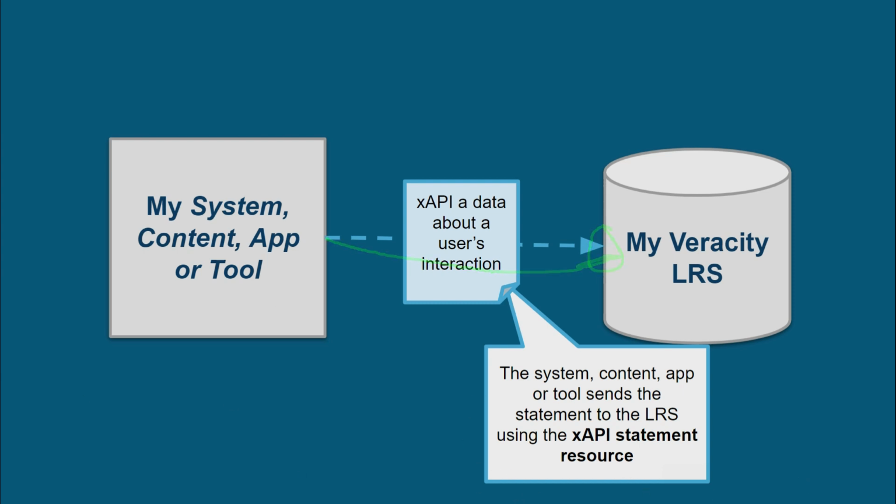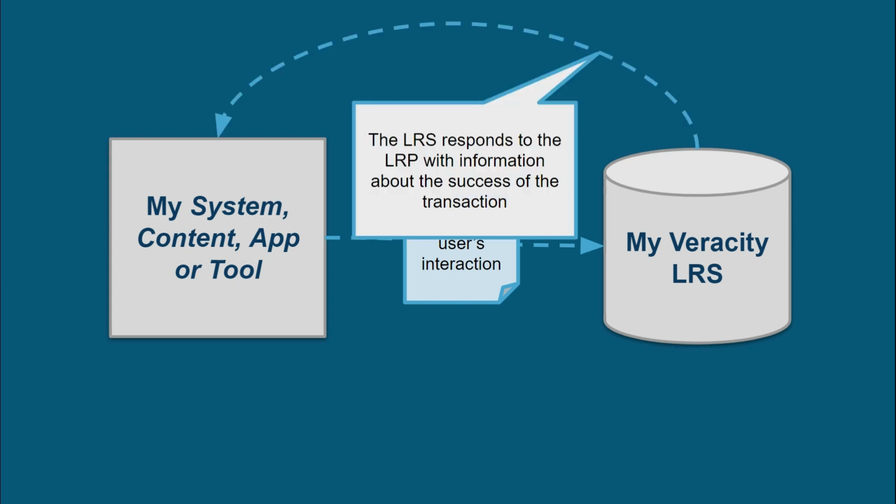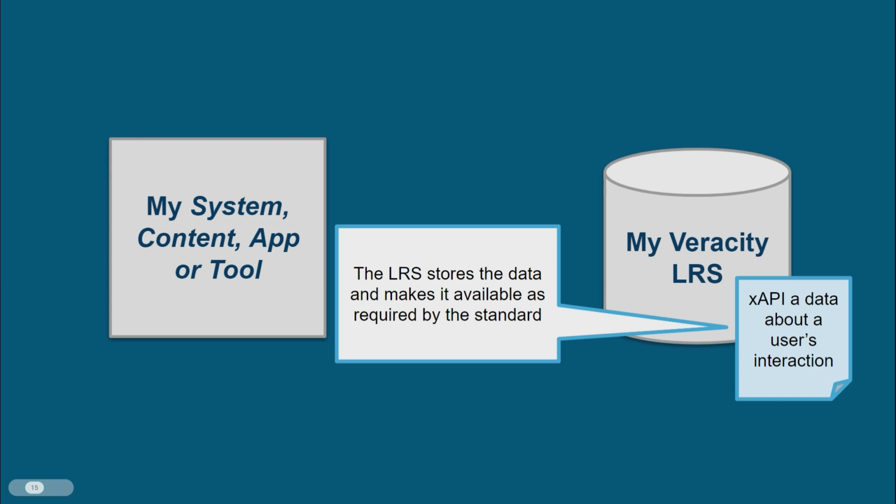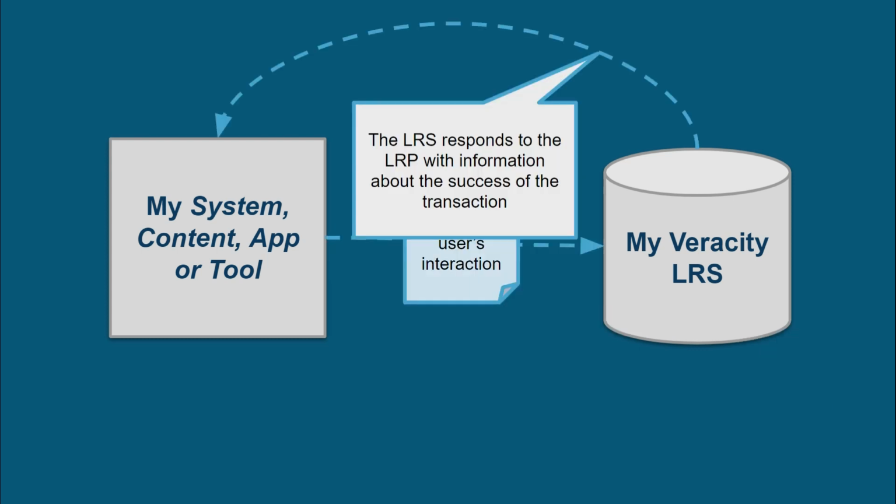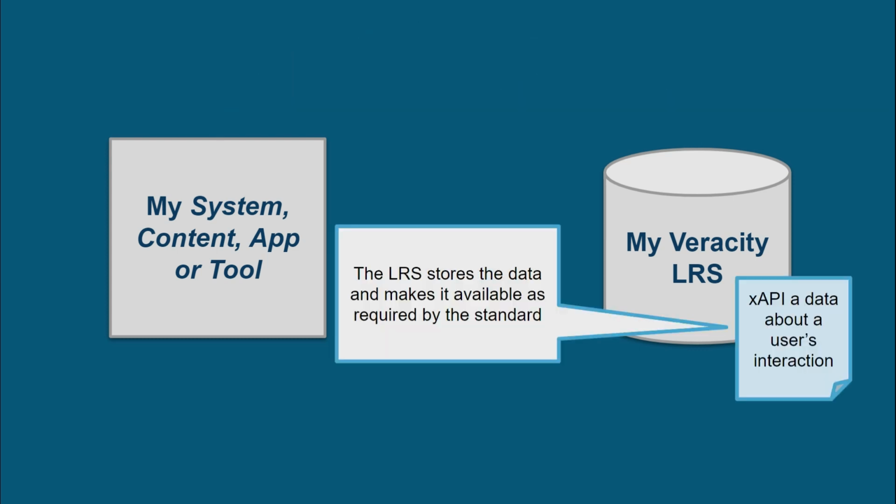What happens next is the LRS will respond and say, hey, that worked, or hey, your formatted data wasn't right, so I can't accept it, or you did something else, your authentication, your credentials were no good. So the LRS will respond to the content to make the content aware of whether the data storage actually worked. And then right along with that, maybe, actually before or while this was happening, the data is actually stored in the LRS where we can make future use of it.